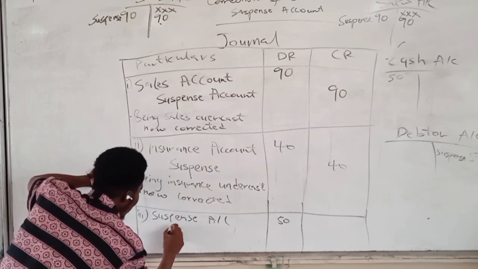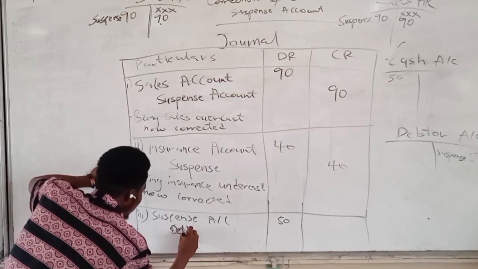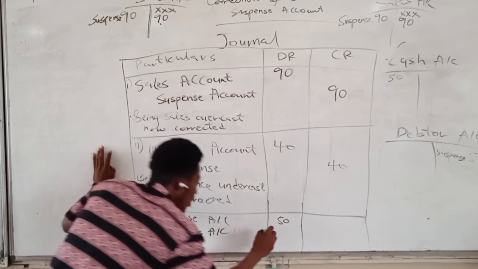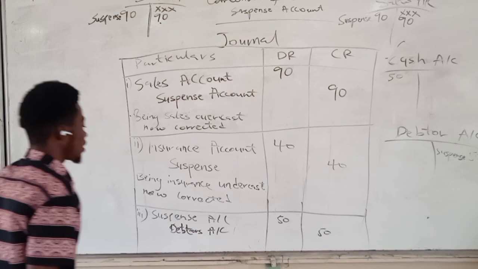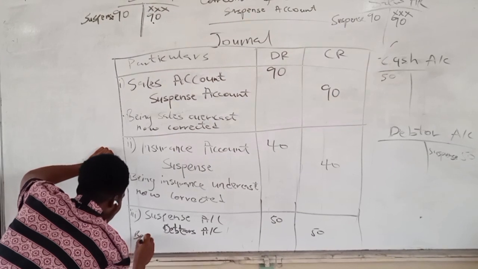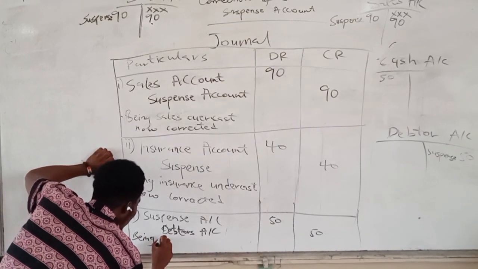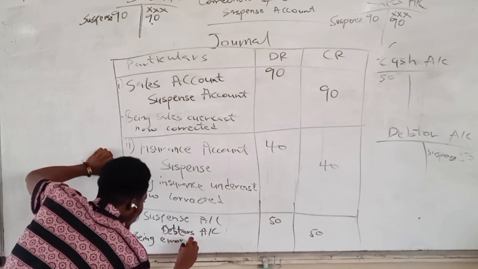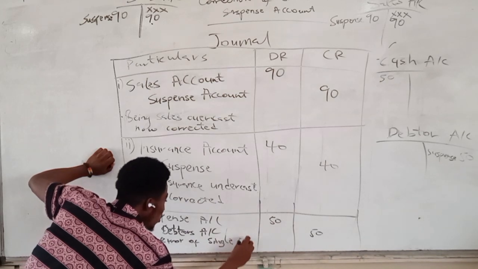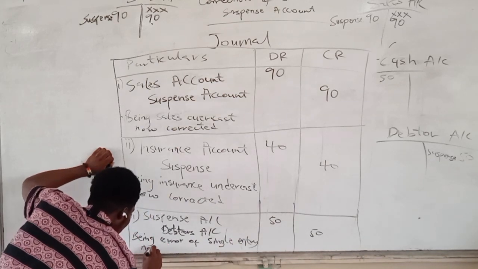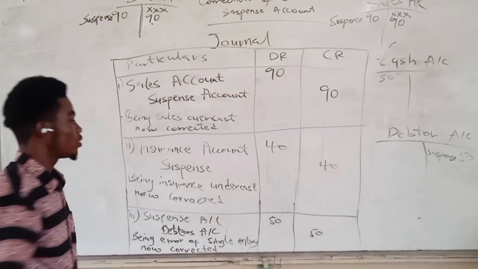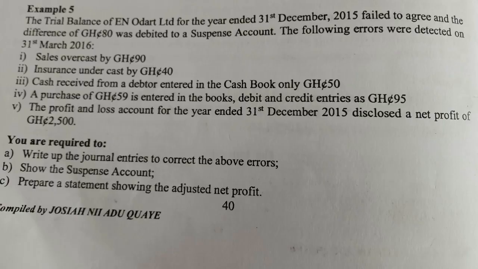That is debtors account. That's also 50. Now the correction. The narration will be, so being error of single entry now corrected. So we are done with the third question. So now let's go to the fourth one.